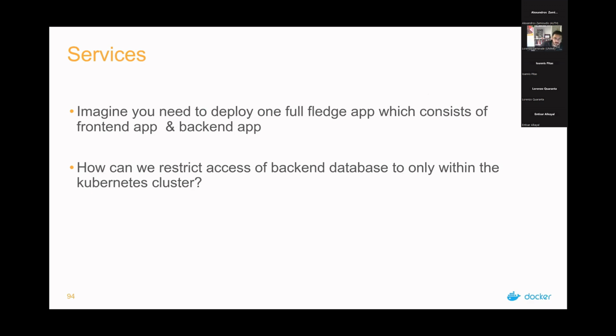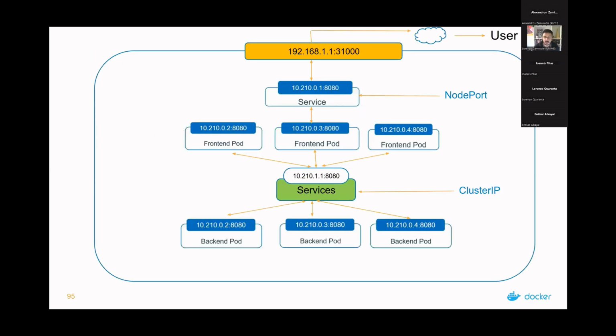Cluster IP, I mean, let's imagine we need to deploy one full-fledged application, for instance, front-end and back-end. The question is, how can we restrict the access of the backend to only the pods that are within the cluster? Because typically, of course, the users cannot access the backend directly, but they access the front end. And then we do it like this. So we have the user accessing the infrastructure with this IP and port. Then the service will communicate with the front end. The front end will use another service, and with this service redirects the requests, not balancing them, to the backend pod.